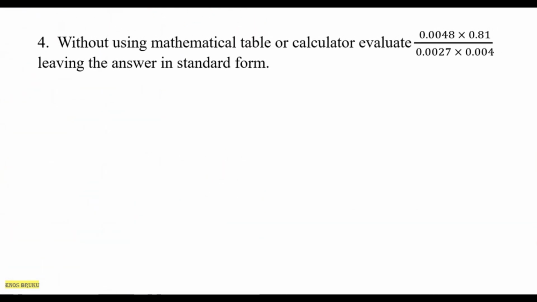Okay, so the question for today is, without using mathematical table or calculator, evaluate 0.0048 times 0.81 all over 0.0027 times 0.004, leaving the answer in standard form.